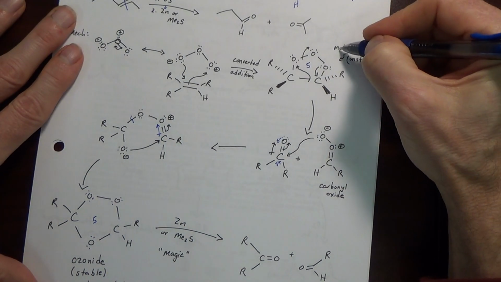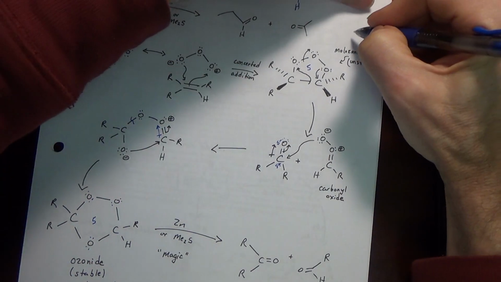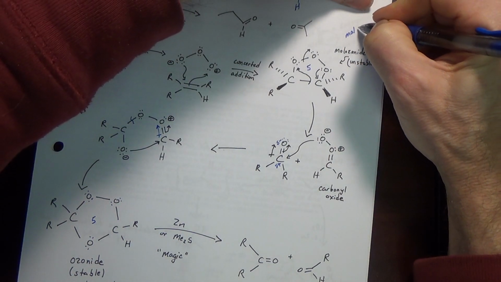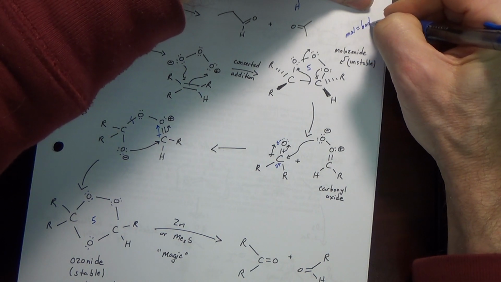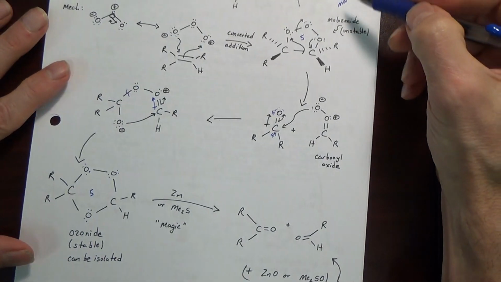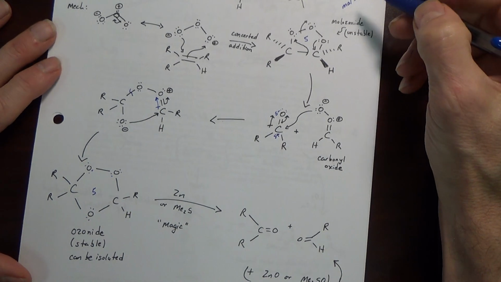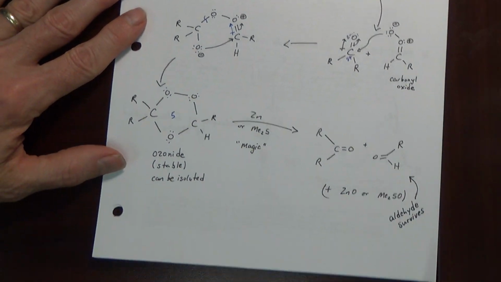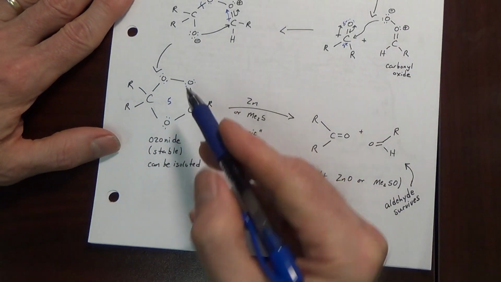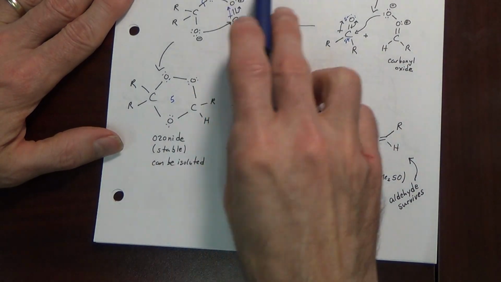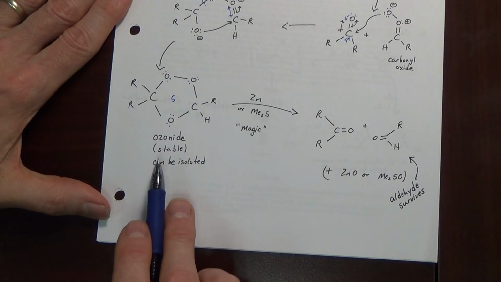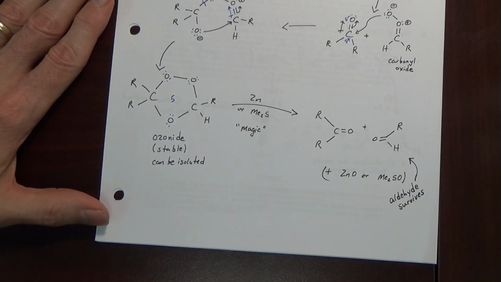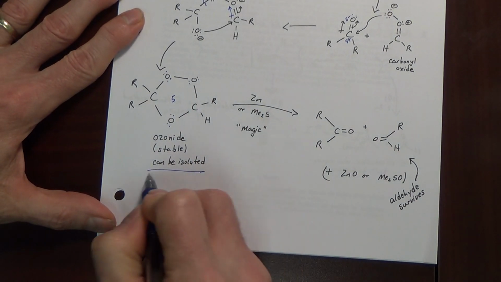This is called a molozonide. If you know Spanish, I believe mal equals bad. I think this is a molozonide. I consider this a bad ozonide. It rearranges through this mechanism to a good ozonide, or just ozonide. This can be isolated.